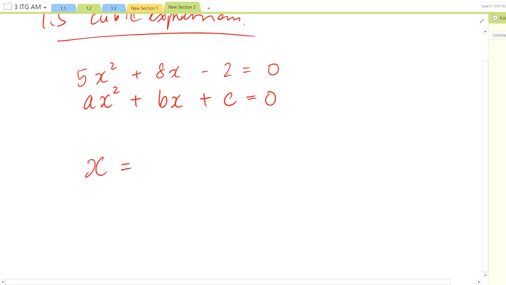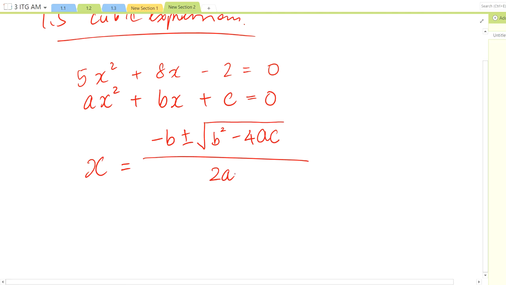x equals minus b. Do you know what b is in this case? What's the value of b? 8. Okay. Plus minus. Have you seen this kind of symbol before? Plus minus? Yes. So there are how many options? 2. Two options. You can either plus or you can minus, correct? Okay, minus b plus minus square root b square minus 4 times a times c, close the square root, divided by 2a.